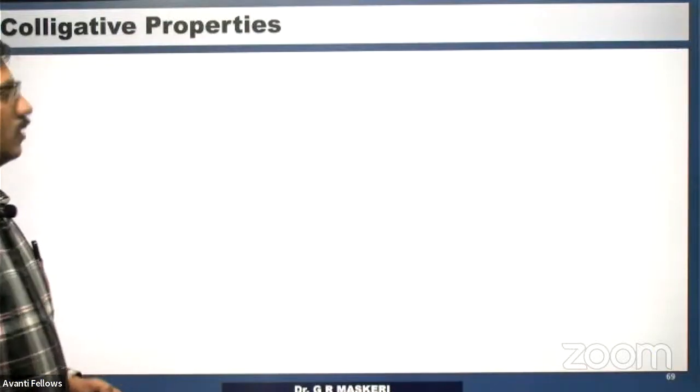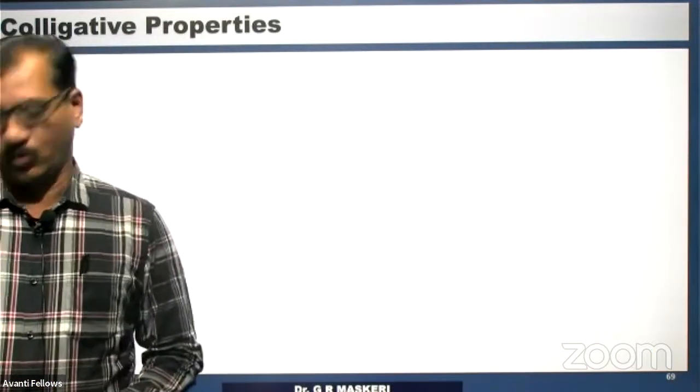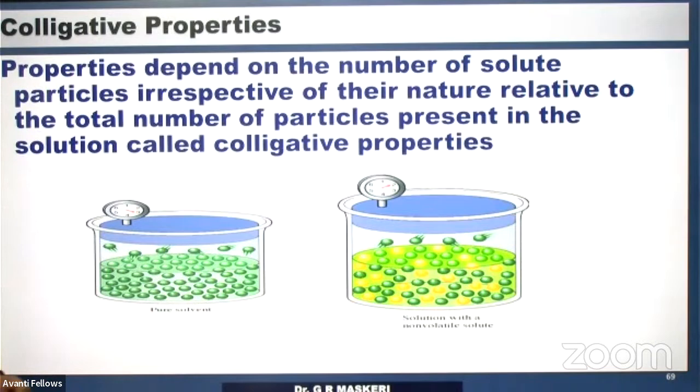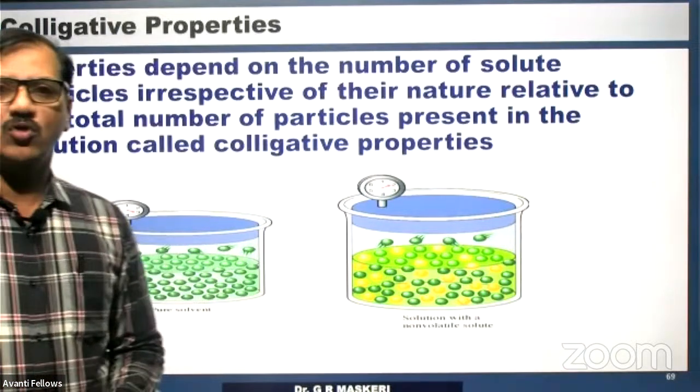Now we will take up all the colligative properties which we are supposed to know about. There are four such colligative properties which are known: elevation in boiling point, depression in freezing point, osmotic pressure, and relative lowering of vapor pressure. These are well-known colligative properties. These properties of a solution depend only upon how much quantity of solute is being dissolved, right? It doesn't depend upon the nature of the solute. So colligative properties are basically the properties that depend upon the number of solute particles.